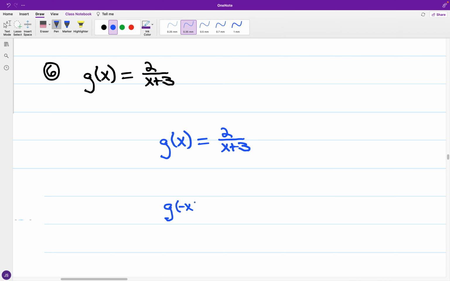And in the case of g of negative x, only one adjustment here. So you have 2 over, instead of x plus 3, we're going to have negative x plus 3. And looking at what we have among the components, if you notice, we have the numerator as well as the number 3.